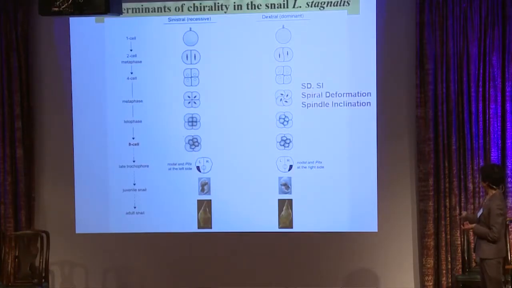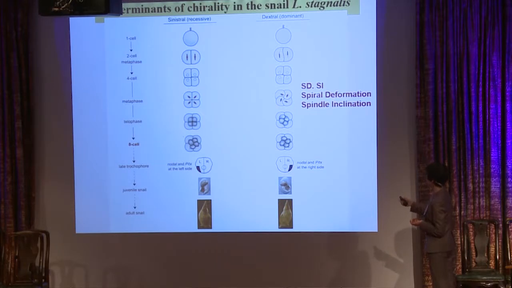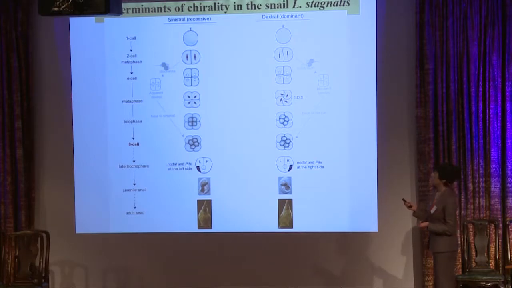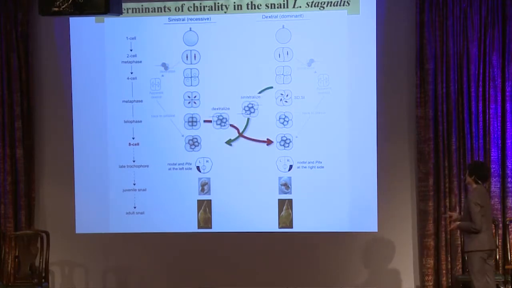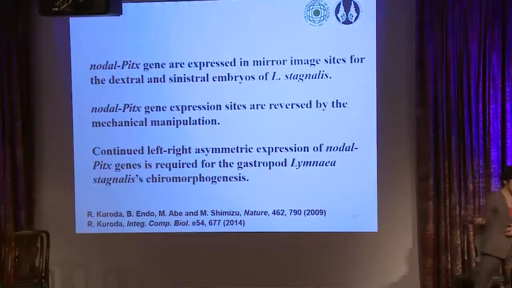So it just summarizes it a bit like this. If I do the pushing earlier, from the 2 to 4 cell stage, it goes back to the original. So it's important to do this manipulation at the third cleavage stage, the 4 cell to 8 cell stage. Then you have mirror image expression sites of nodal and PTX genes, and you have a healthy adult of mirror image. Then the offspring goes back to the chirality dictated by the gene. So it's really fascinating. So this is sort of a summary.